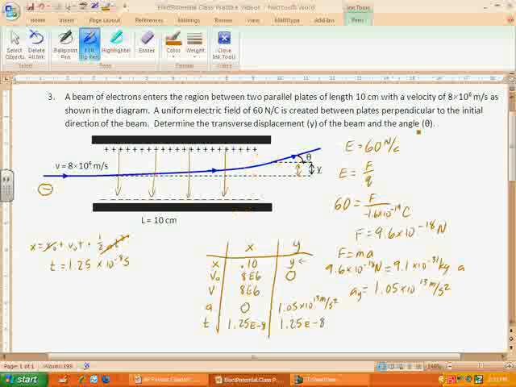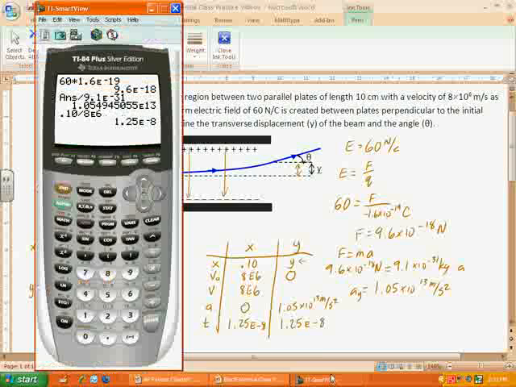Okay, now we can solve for y. We're going to use the same equation, but the initial position is still going to be 0. This time we have a 0 initial velocity, but we do have 1/2 a t squared, so that will be 1.05 times 10 to the 13th times 1.25 times 10 to the negative 8th squared. So let's go ahead and plug that in and see what we get.